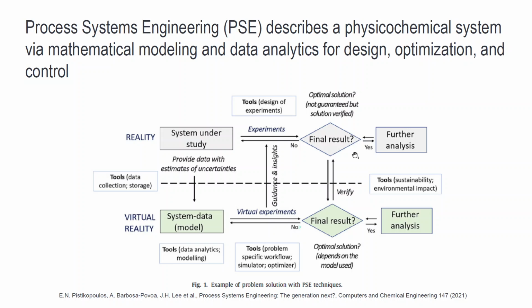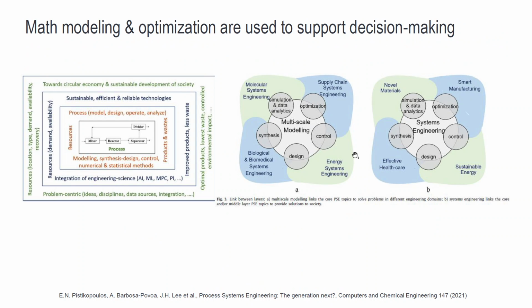And another diagram is that now we start to see that we need mathematical modeling and optimization. We use this tool to support our decision-making process, for example, the one I mentioned on raw materials A to make product B.